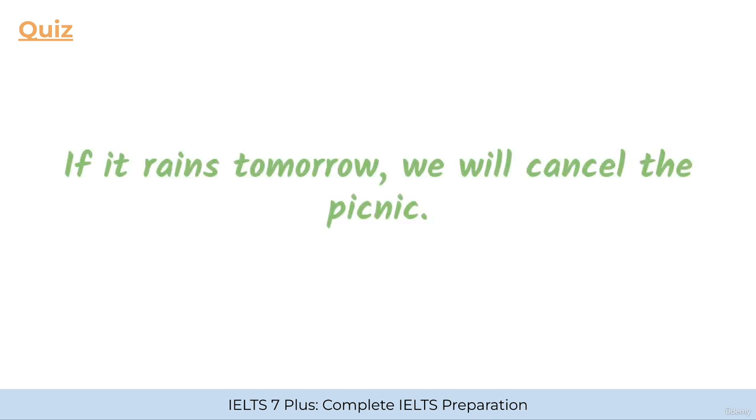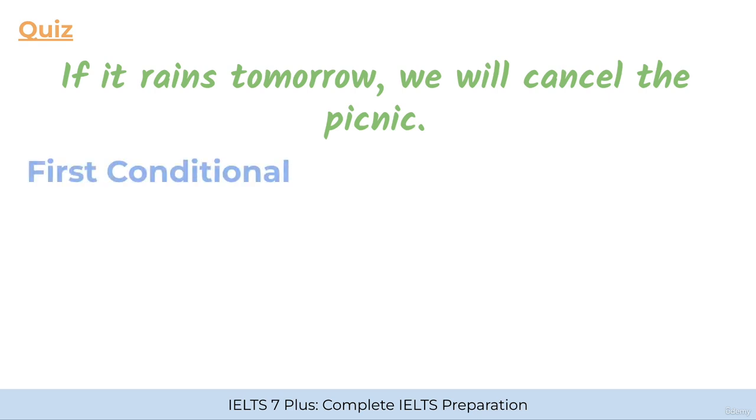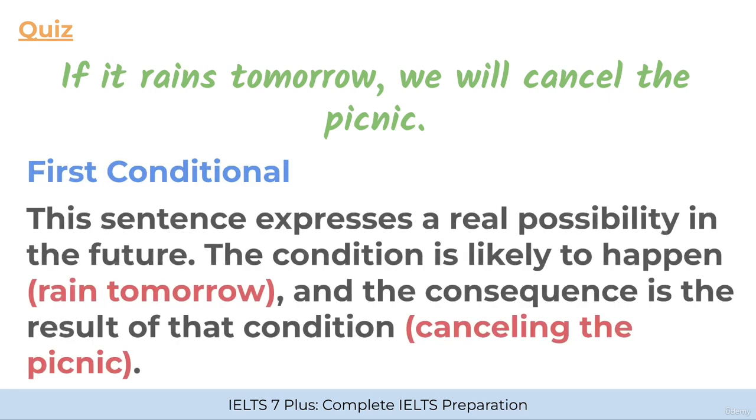For example, if it rains tomorrow, we will cancel the picnic. Okay, what does everybody think? Is this zero conditional or is this first conditional? Well, we've just been talking about it. It's the first conditional. So there's a real possibility that it might rain tomorrow, and there is a consequence of that condition, which is cancelling the picnic. So presently, there's a known possibility about this rain tomorrow.